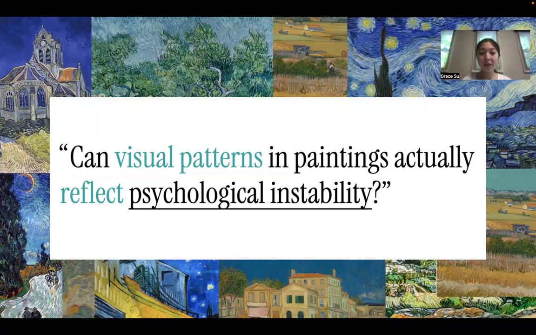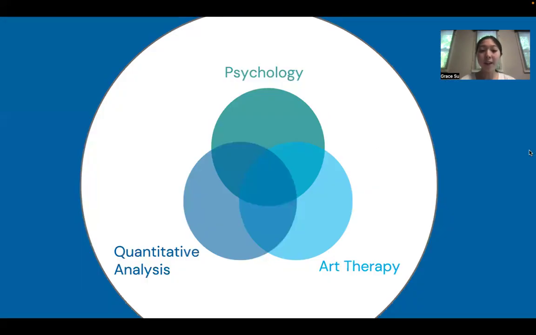Art has long been viewed as an emotional outlet, but can visual patterns in paintings actually reflect psychological instability? My research combines psychology, art therapy, and quantitative analysis to explore whether artistic features in Vincent van Gogh's paintings correlate with historically documented periods of his mental distress.